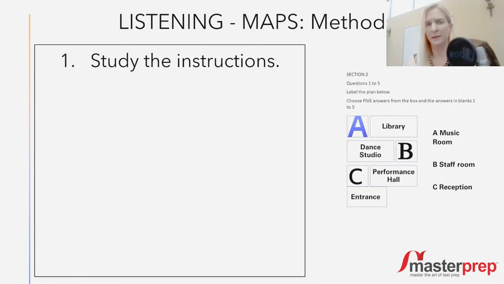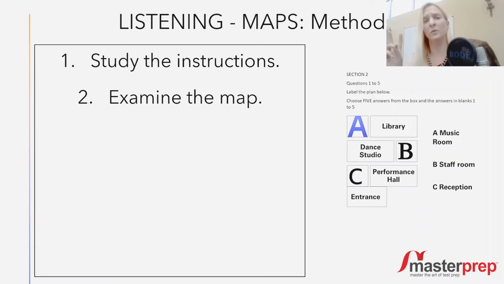What is the method for this question? Number 1, study the instructions, which we've already done. We've already read the instructions. Number 2, examine the map. What is it? If we look at this map, we see a library, a dance studio, a performance hall. Sounds like a school, a music school, maybe a dance school.